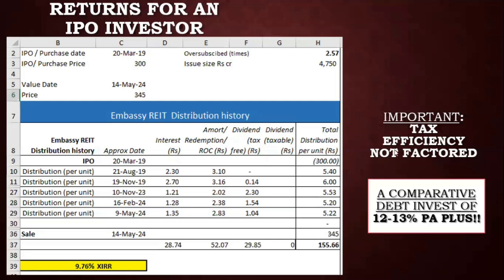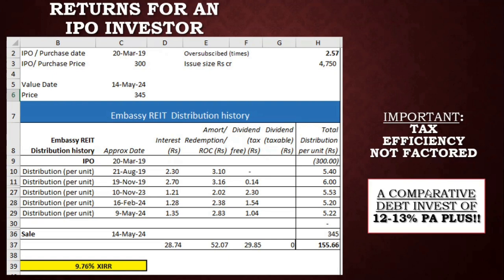So now, returns for an investor: you see that we have a return of 9.76% XIRR. I'm sharing a screenshot here, which talks about the IPO at 300 and then a realization, assuming a realization at around 345, and the distributions being given out. This is a calculation here. And if you note here, this does not take into account the tax efficiency.